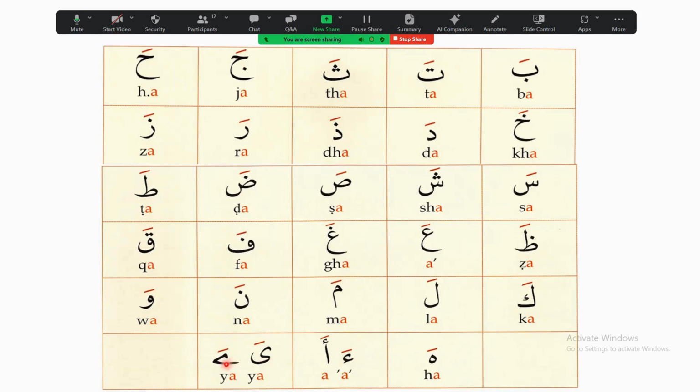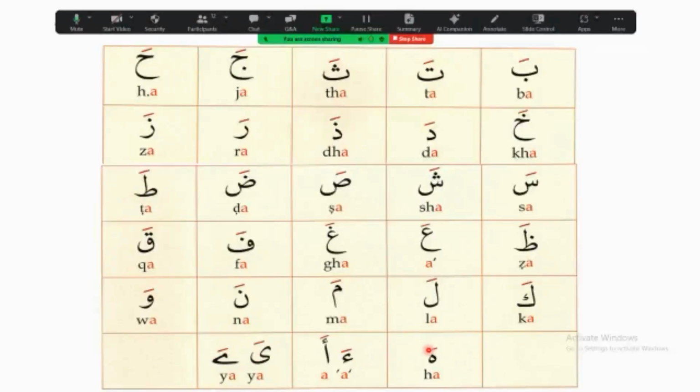And the next two are again ya. I told you that both ways this is the same sound of the letter ya. So ha, ya, ya, ha, ya, ya. Okay, I hope that you will inshallah try to practice these.